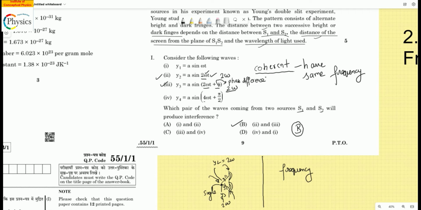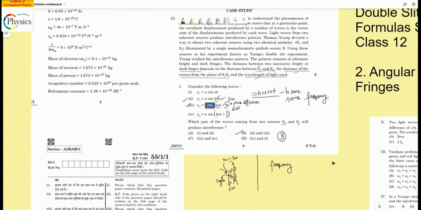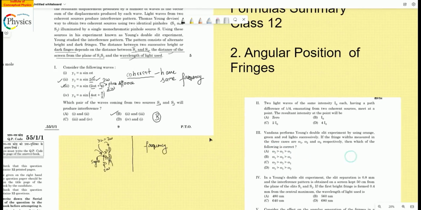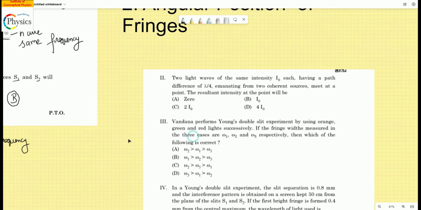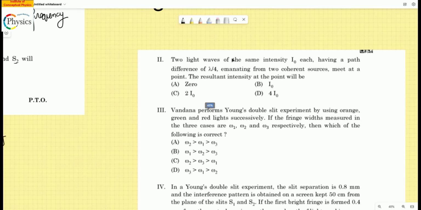All right, let's move forward to the next question. Now, the next question, and again, I urge you to please go and watch my videos on the topic of the formulas. All right, let's understand this. The second question is: light waves of same intensity I0 having a path difference of lambda by 4, emanating from two coherent sources, meet at a point. The resultant intensity at the point will be.